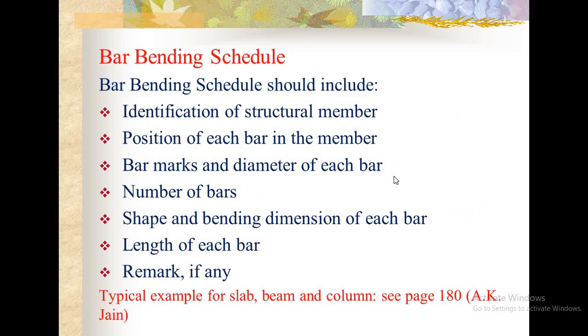Bar bending schedule. The bar bending schedule should include identification of structural member, position of each bar in member, bar marks and diameter of each bar, number of bars, shape and bending dimensions of each bar, length of each bar, and remarks if any.